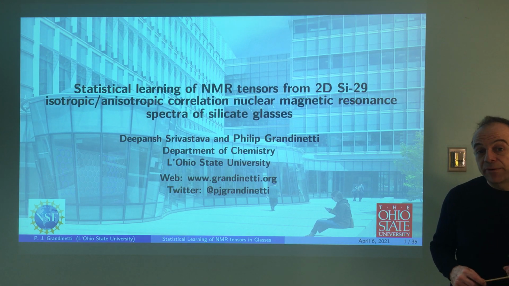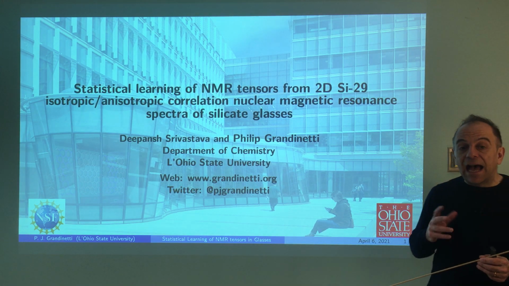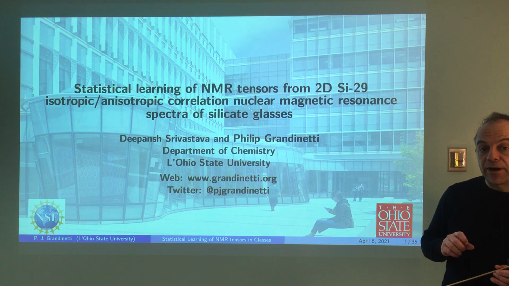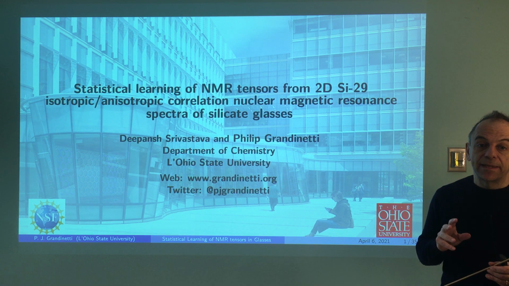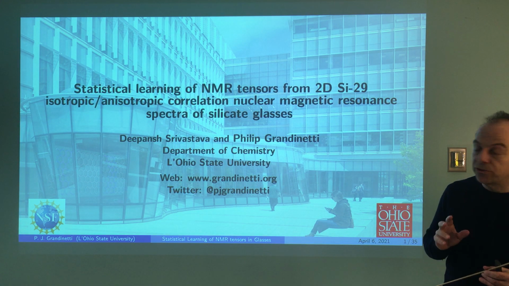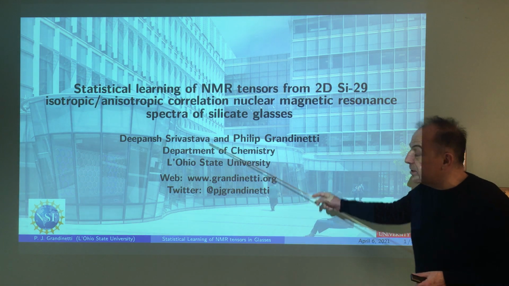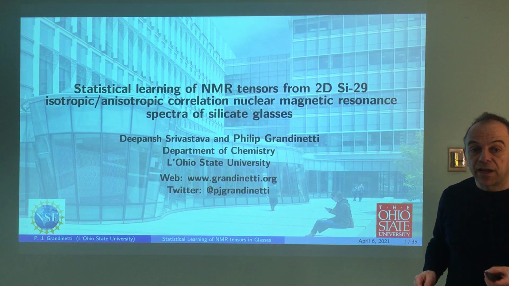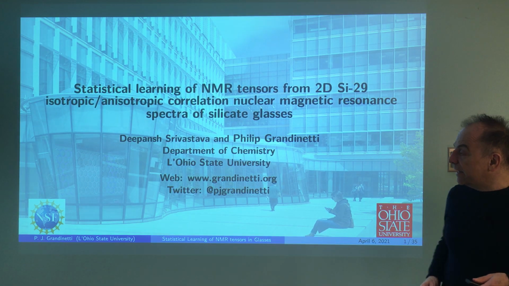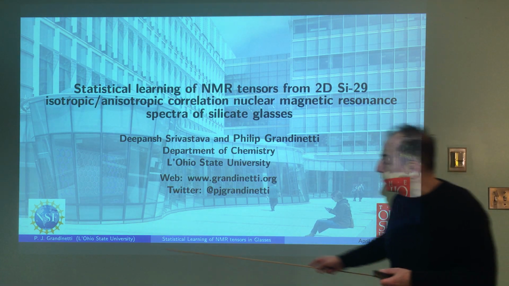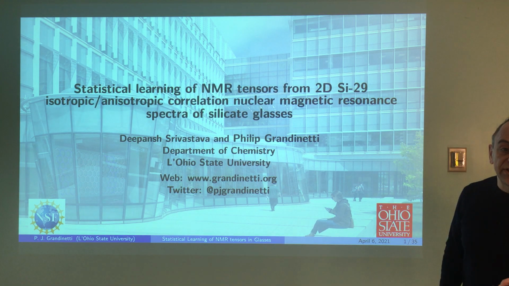I'm very excited to share with you some recent work in our lab that I feel is a major advance in our abilities to use multidimensional solid-state NMR to learn about the structure of glass. This new advance is primarily the work of Dr. Deepansh Srivastava, who's a postdoc in my lab here at Ohio State, and this work was supported with funding from the U.S. National Science Foundation.